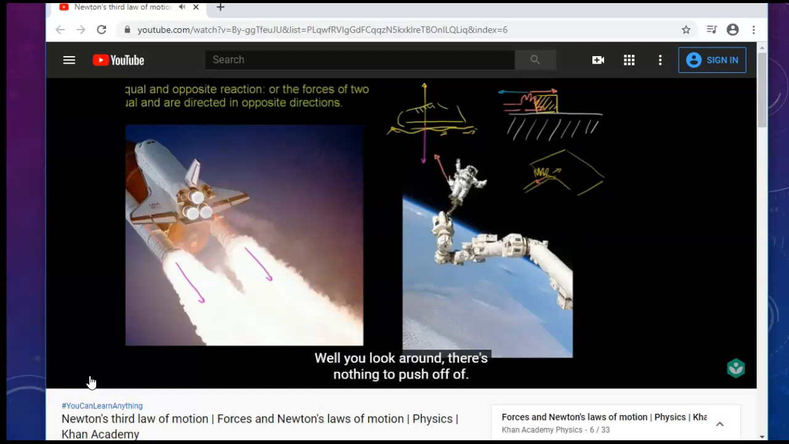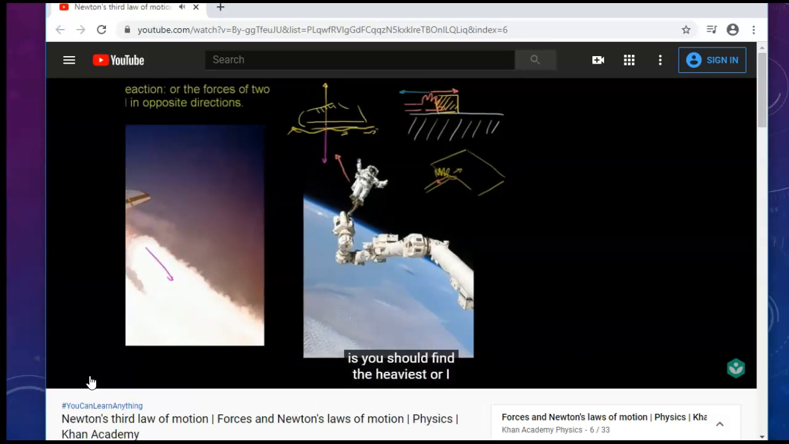Well, you look around, you're like, wow, there's nothing to push off of. He doesn't have any wall to push off of. And let's just assume he doesn't have any rocket jets or anything like that. What could he do? Well, the one thing you could do, and this is the situation if you're ever drifting in space, is you should find the heaviest, or I should say the most massive thing on you, and we'll explain the difference between mass and weight in a future video. But you should find the most massive thing that you can carry, that you can take off of you, that you can throw, and you should throw it in a direction opposite yourself.